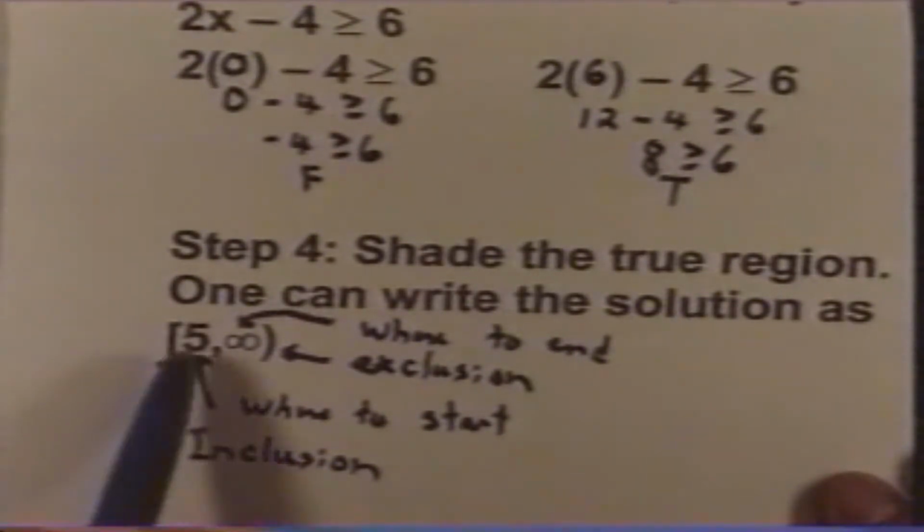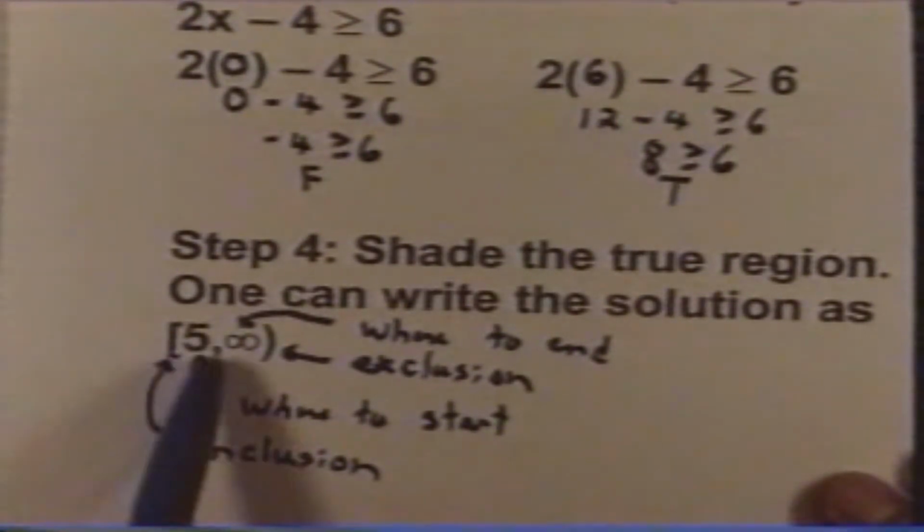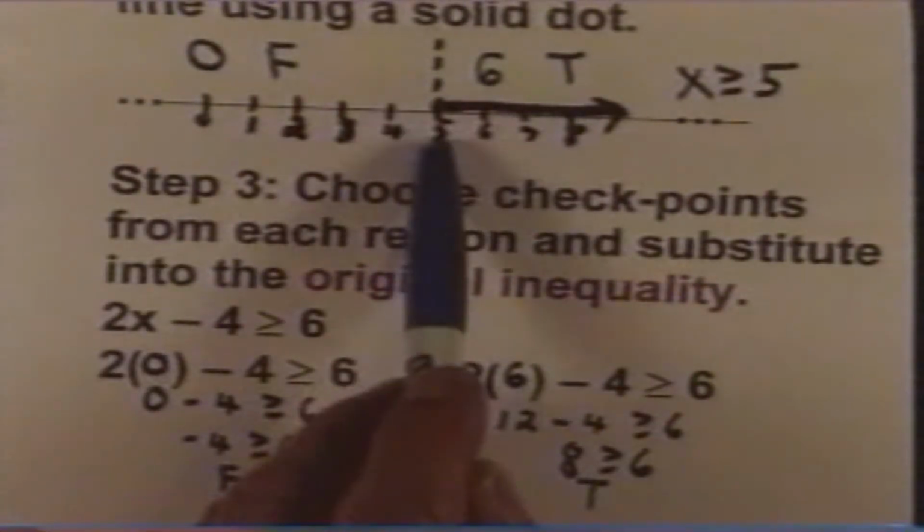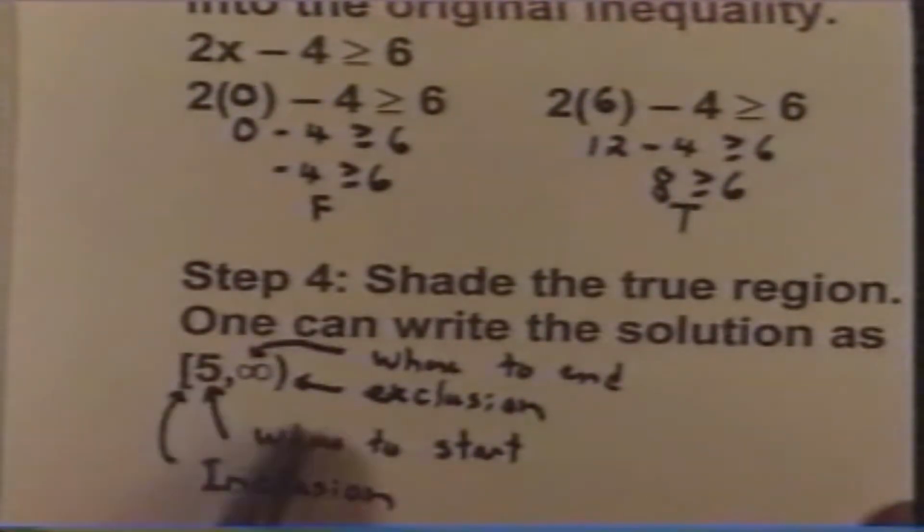So start at 5, include 5, continue to infinity. That's exactly what it says here. Start at 5, include 5, continue forever. Again, where do we start? At 5. I include 5. I continue forever.